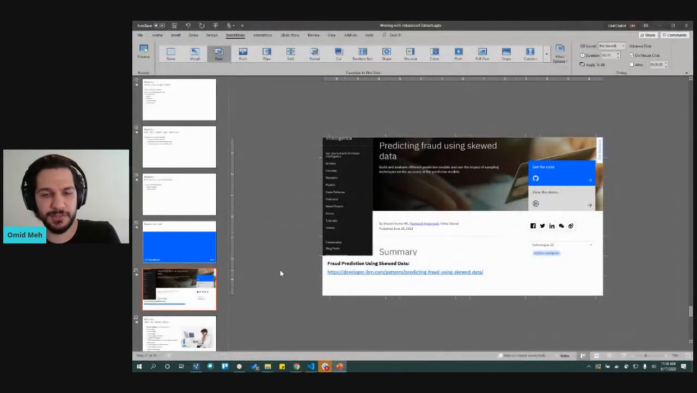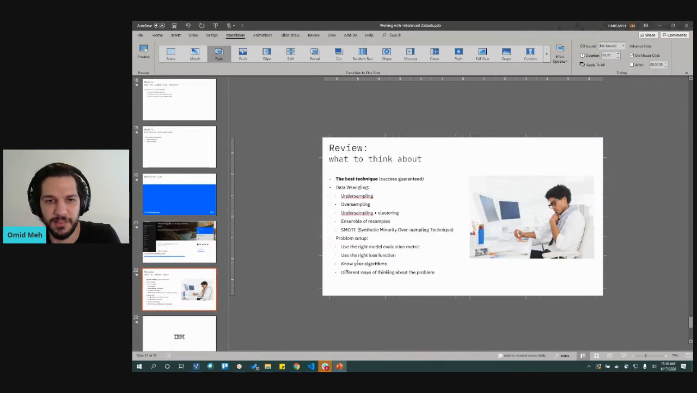So real quick, to summarize it, you can find this code pattern on developer.ibm.com and search for skewed data. Then we talked about different ways of dealing with imbalanced data sets. First thing we put out there was the best technique out there, the industry standard: if you can, collect more data. It's usually pretty hard, but if you can, collect more data.